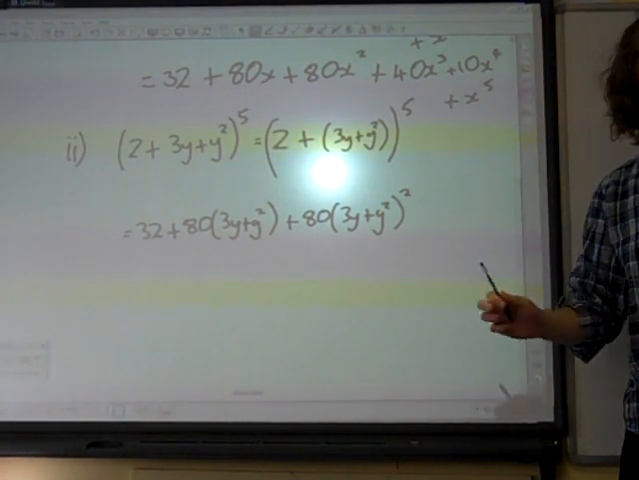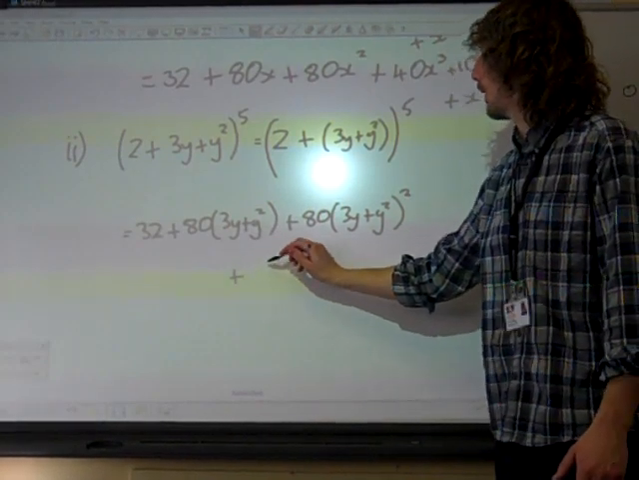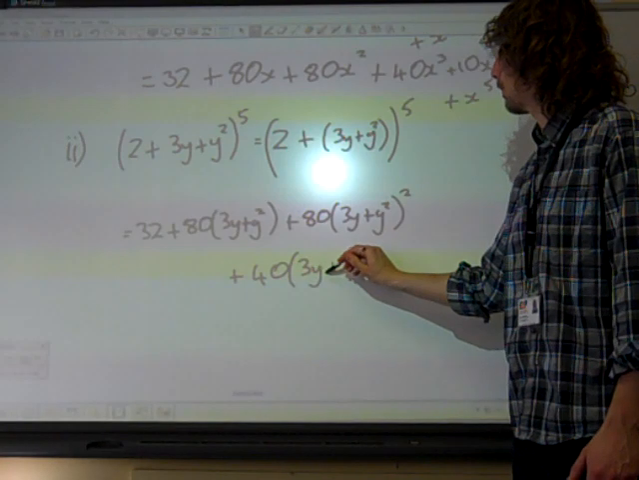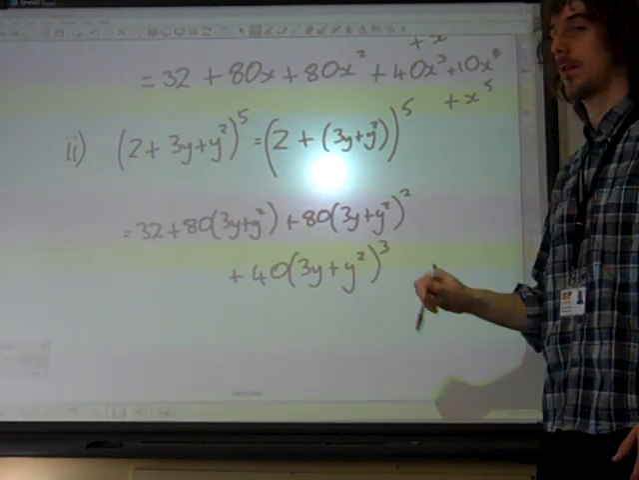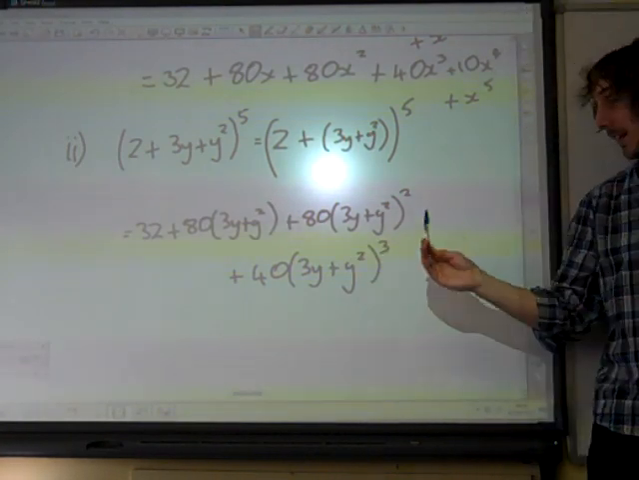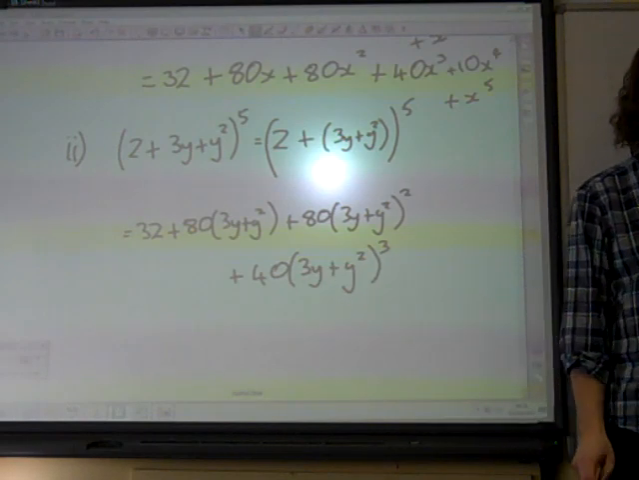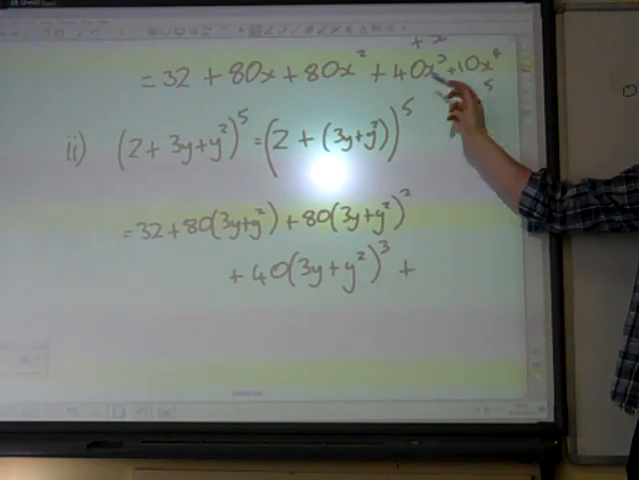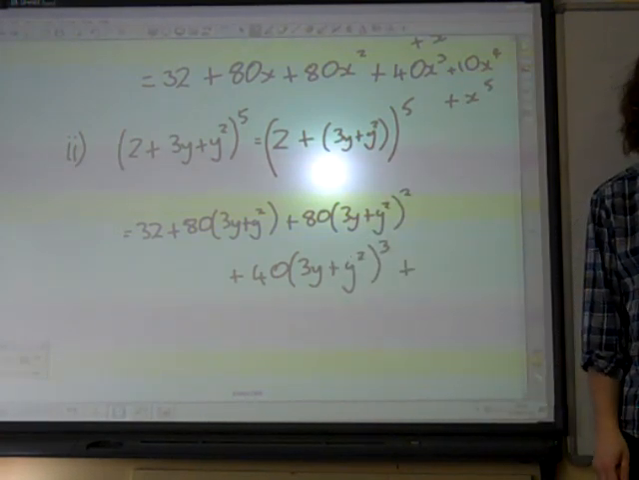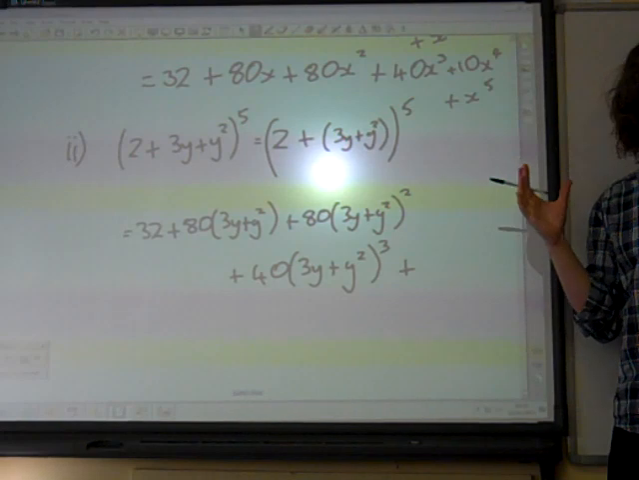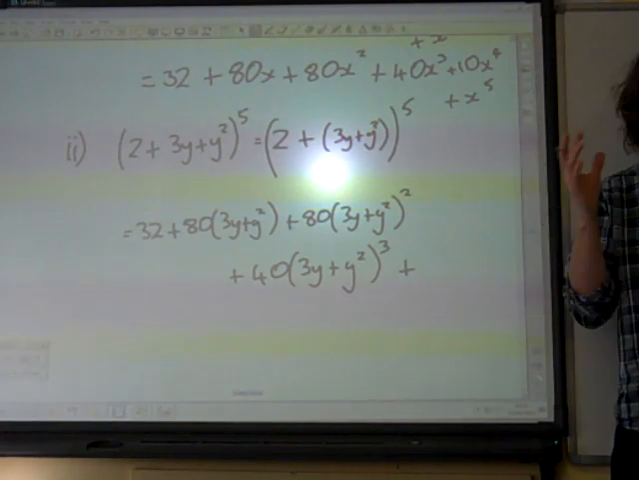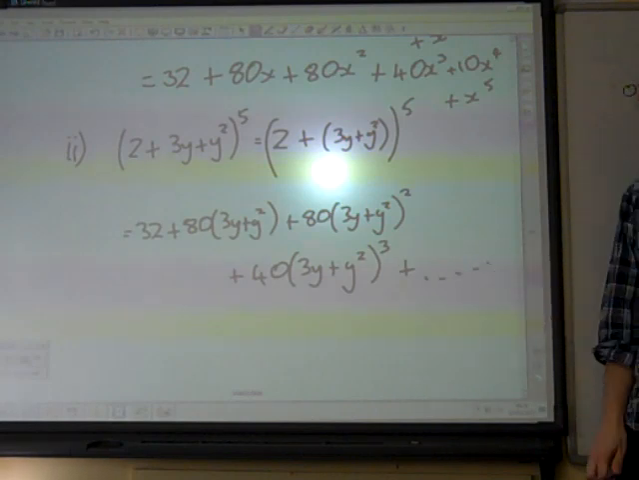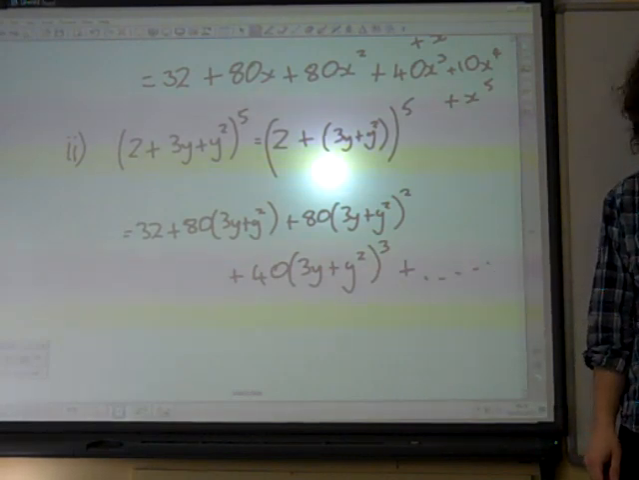I am going to need the next term though, aren't I? The next term would be 40 times 3y plus y squared cubed. Now that's still going to give me a y cubed term, but the next term, which would be 10 times 3y plus y squared to the 4, the smallest term that I get from that is going to be a y to the 4 term. So I'm not actually going to bother writing that down. The rest of it would be okay.